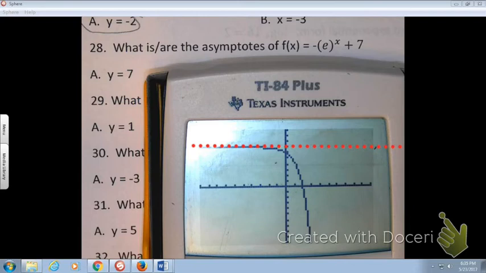This is a horizontal asymptote. And the equation of that is y is equal to, it only crosses the y-axis, this is the y-axis, y is equal to 1, 2, 3, 4, 5, 6, 7. y is equal to 7. Now, we also can get it from here because we moved the graph 7 units up. That's why the asymptote is y equals 7. So, our answer is, once again, A.